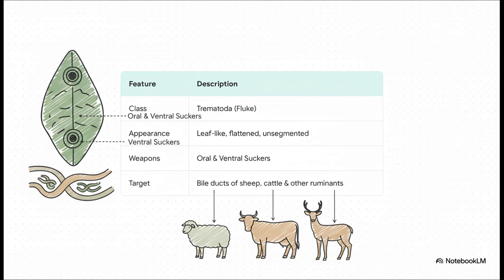What makes it tick? Its appearance is actually pretty deceptive. It's just leaf-like and flat. But don't let that fool you. Its weapons are no joke. It's got two powerful suckers, an oral one and a ventral one, that let it just latch on and hold tight. And its target? Oh, it's very specific. It goes after the bile ducts of grazing animals. Think sheep and cattle. And once it's there, it sets up shop and starts its destructive work.